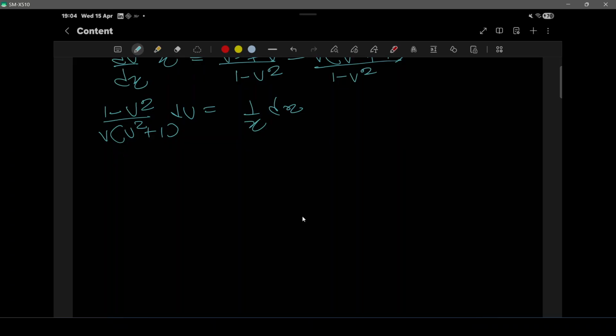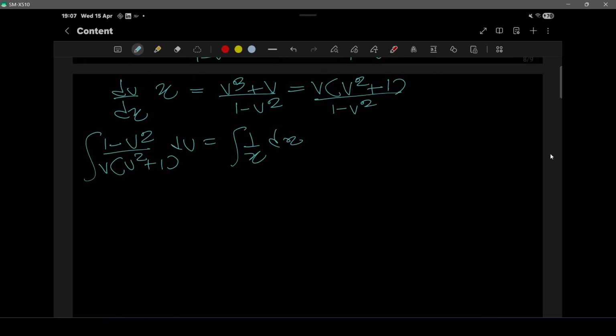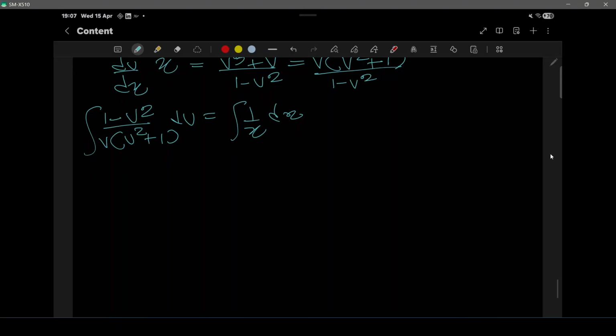So we can use partial fractions on the left side, I guess. On the right side it is okay to integrate it. So guys, let's do partial fractions here. So I will do it on the left side.